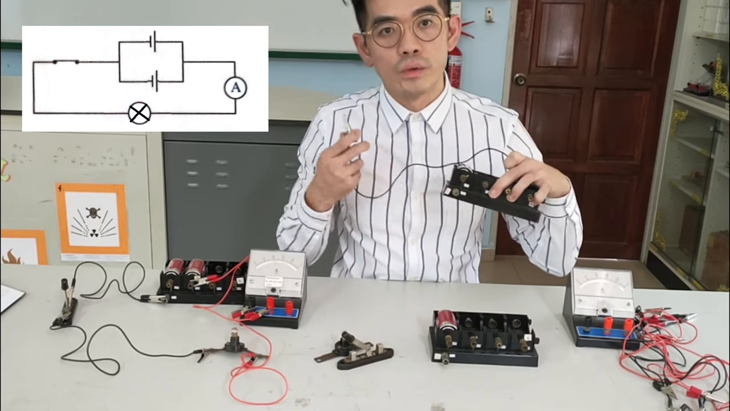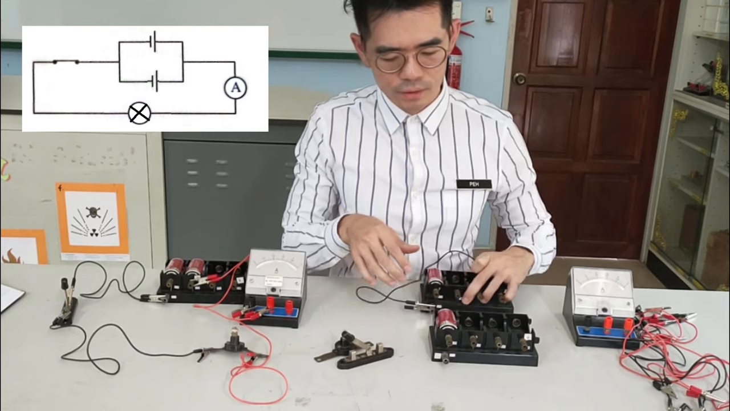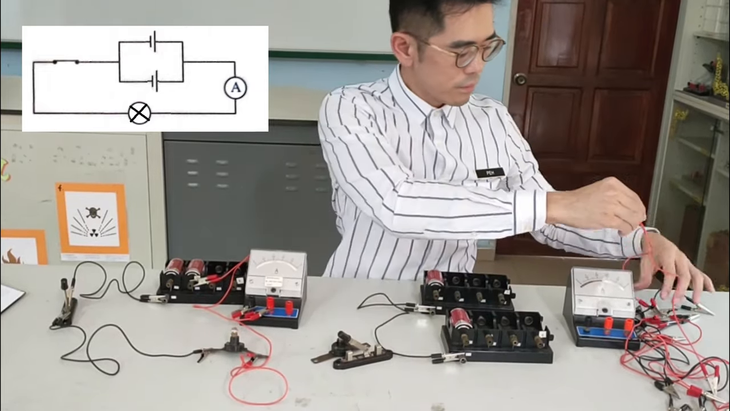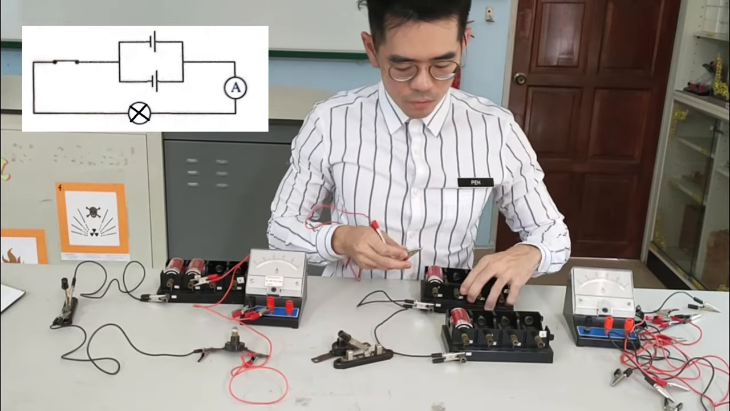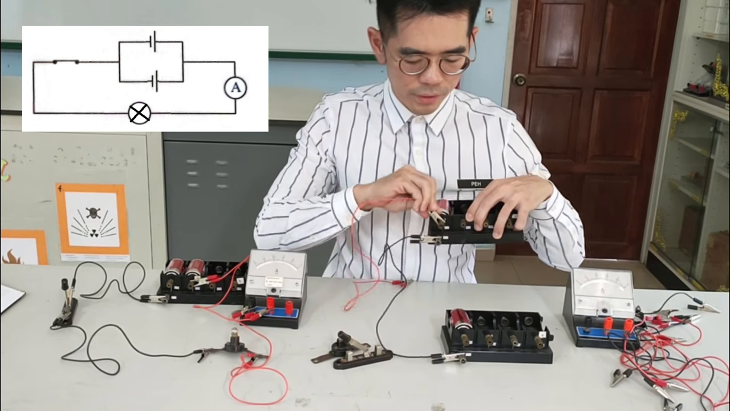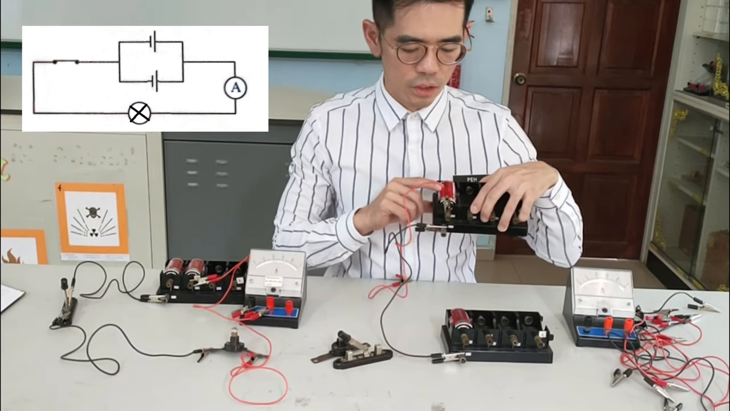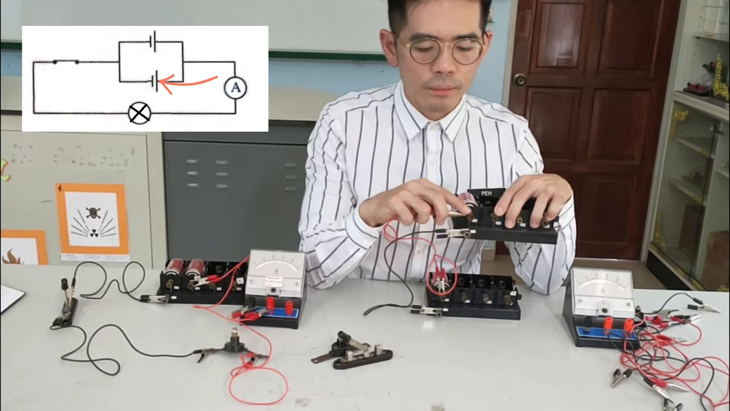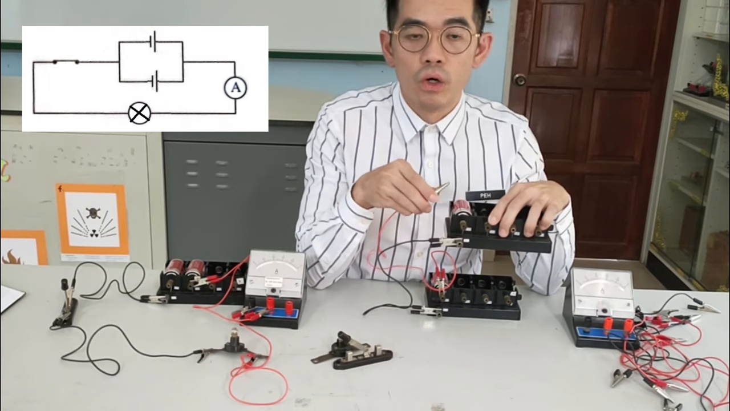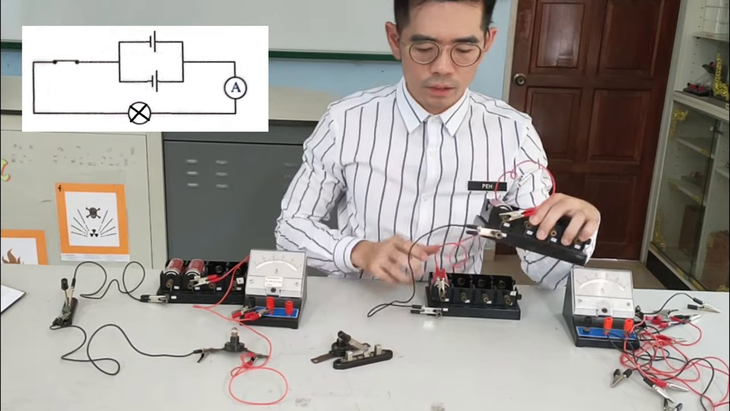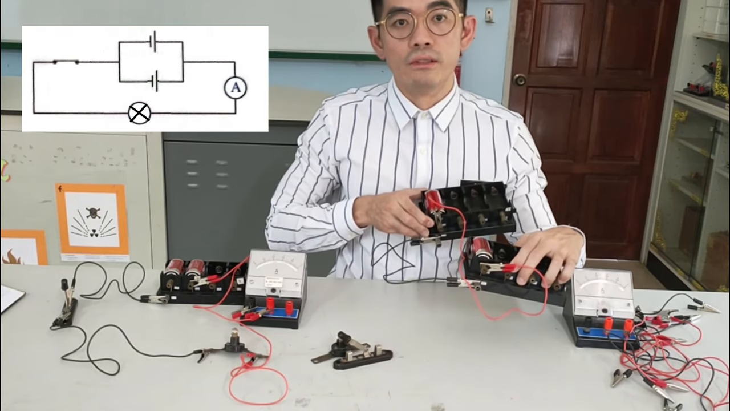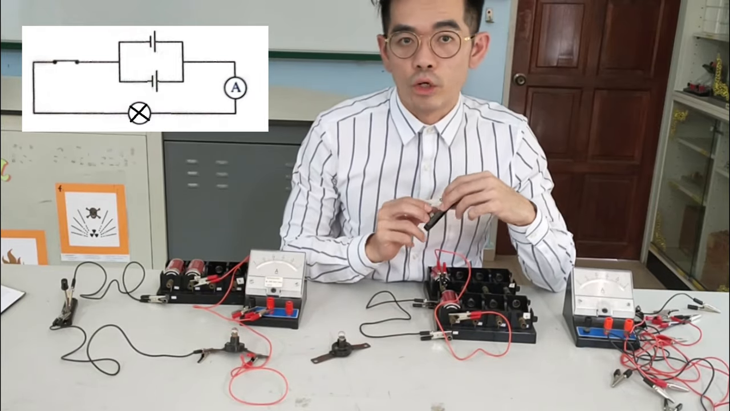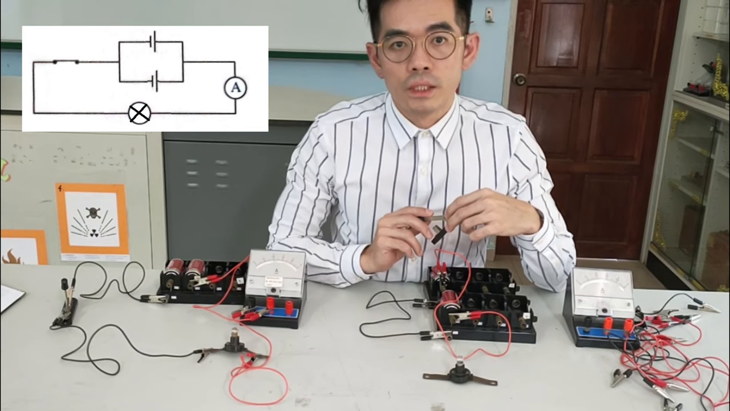The negative terminal of this dry cell holder will be connected to the negative terminal of the other dry cell holder. The positive terminal of the first dry cell holder will be here, because we are inserting only one dry cell in each dry cell holder. Another contact clip will be clipped to the positive terminal of the other dry cell holder here. So you can see our two batteries are now arranged in parallel. Next, arrange all the components according to the diagram, which is similar to the connection in series.